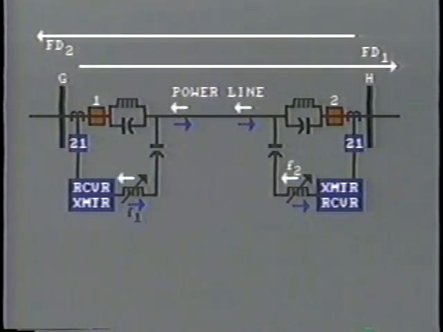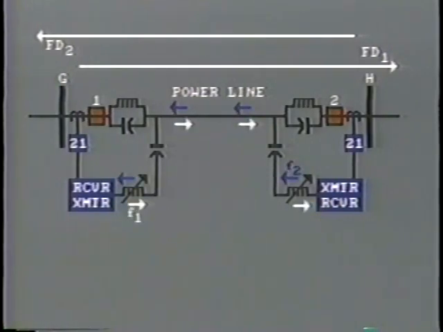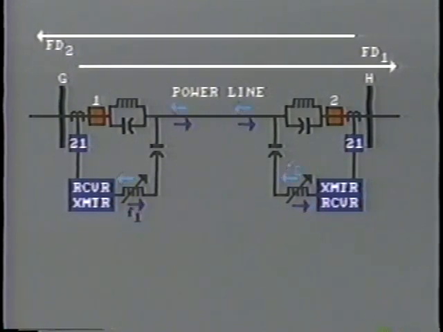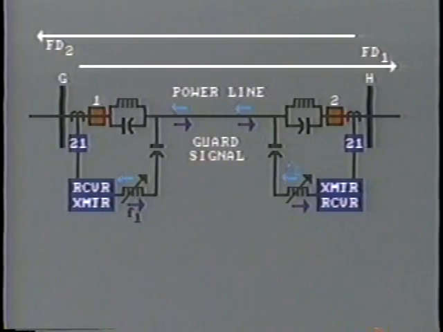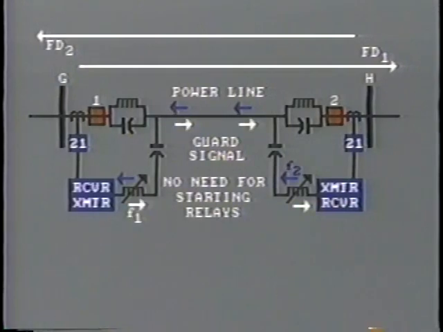The transmitters are switched on all of the time, and a signal is transmitting continuously to the other end of the line. Actually, the two transmitters and their associated receivers at the other end are tuned to two different frequencies, usually within an interval of about 1 kilohertz. This prevents a transmitter from inadvertently tripping its own breaker. The continuous signal, known as a guard signal, is a blocking signal which prevents operation of the relays under normal operating, that is, no fault conditions. As the transmitters are continuously on, there is no need for starting relays.